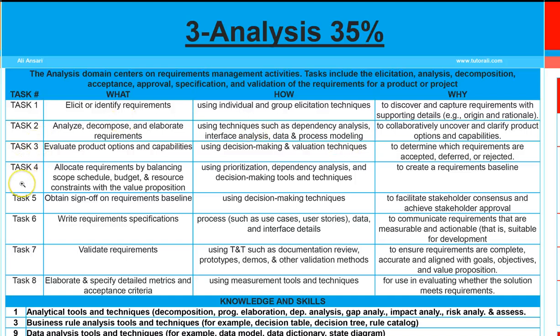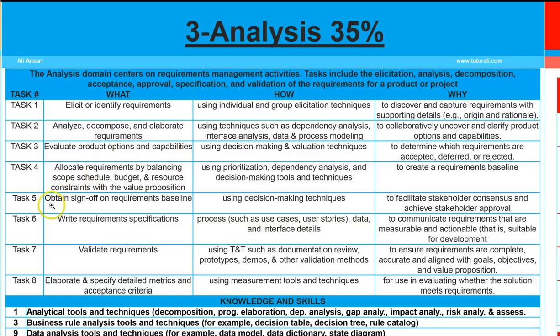Then we have task 4, which is allocate requirements by balancing scope, schedule, budget, and resource constraints with the value proposition. And we are doing this by using prioritization. We are using dependency analysis and decision-making tools and techniques. Why we need to do that is because we need to create a requirements baseline.